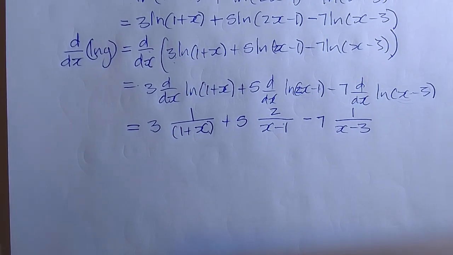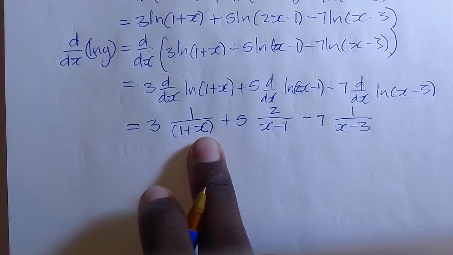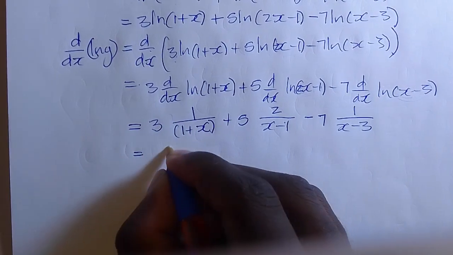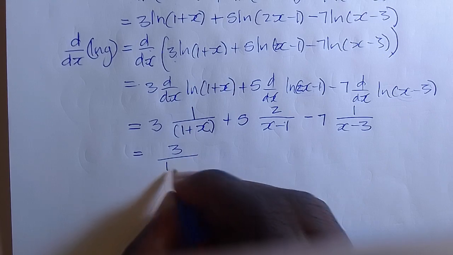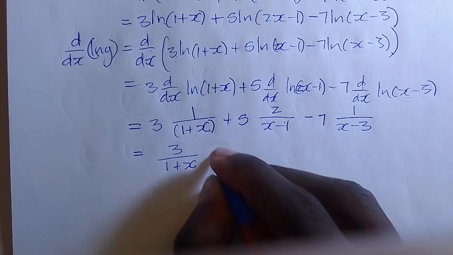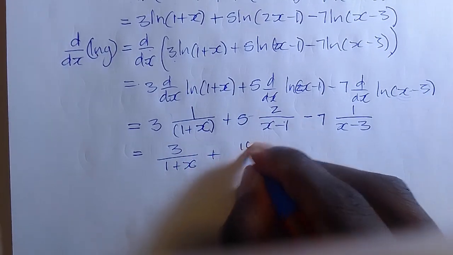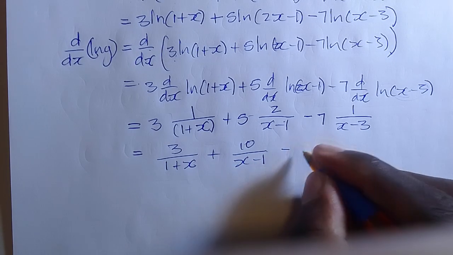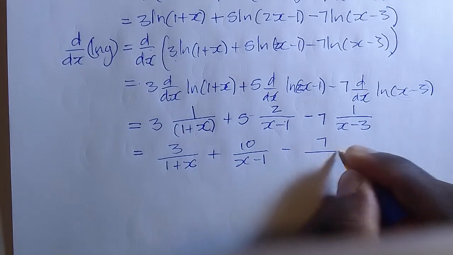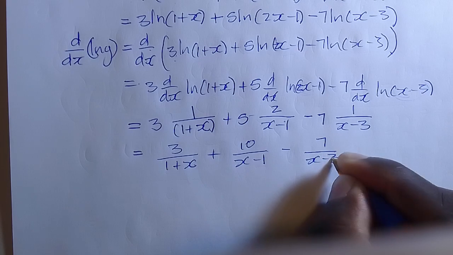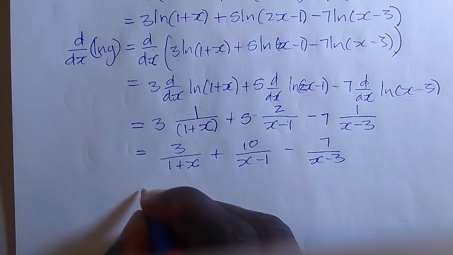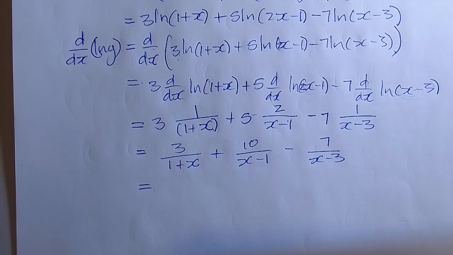Right. This is where we are so far. Let's try to simplify it. It's 3 divided by (1 plus x) plus 10 divided by (2x minus 1) minus 7 divided by (x minus 3). Right, so what I'll do now is take the LCD.